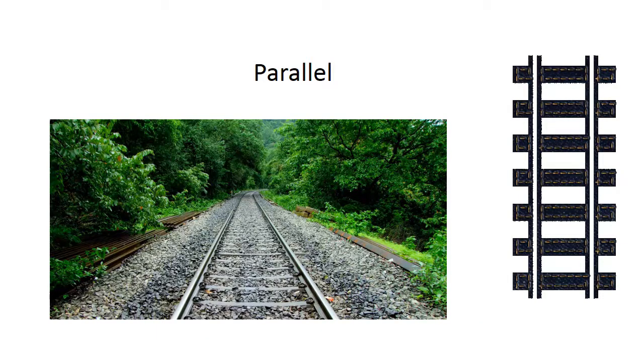Parallel. It is a train track. These two lines on the train track are never, ever going to meet. They are never going to meet because they are parallel. If they weren't parallel, at some point your train would come to a big crashing halt wherever the lines met. So these lines are not parallel.